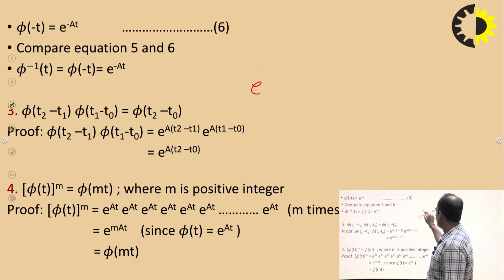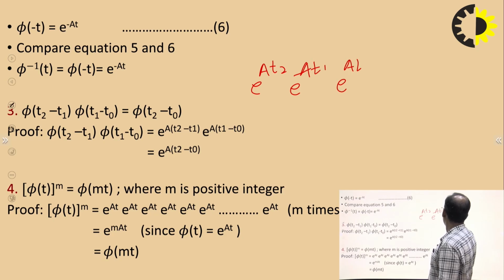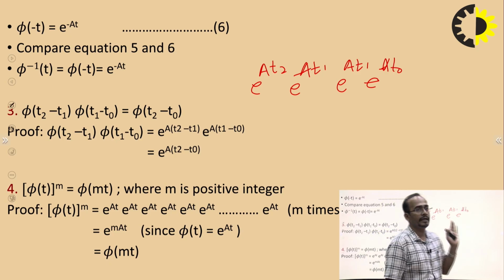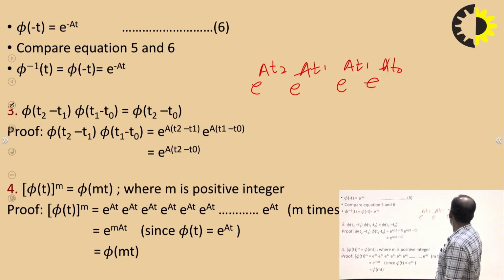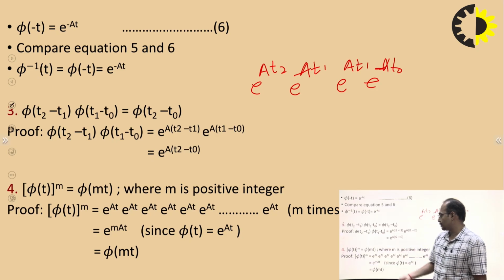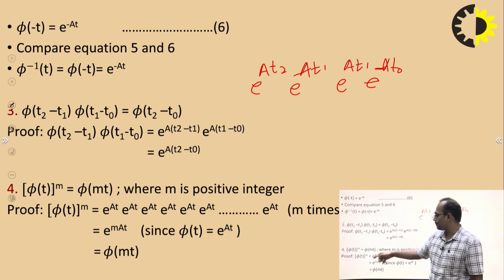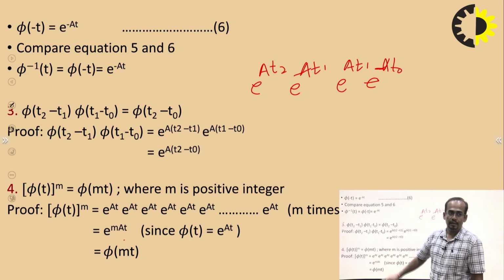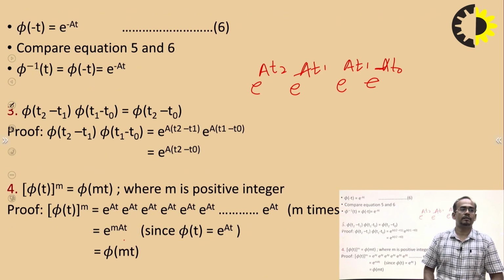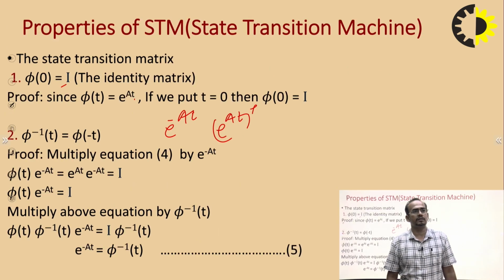So what will you get here? e to the power A t2 minus A t1, e to the power A t1 minus A t0. So minus A t1 and plus A t1 will cancel out, and you will get e to the power A(t2 minus t0). Property 4: phi(t) to the power m is equal to phi(mt), where m is a positive integer. So phi(t) to the power m is e to the power At, to the power m, which is nothing but e to the power mAt, and this will give phi(mt). So these are the properties of this state transition matrix.